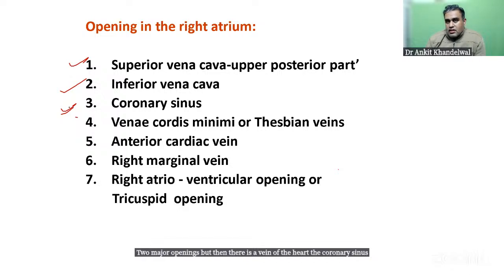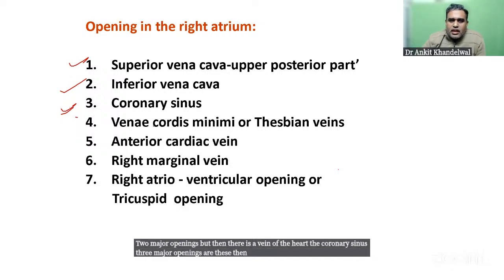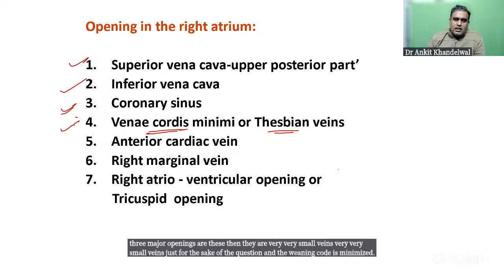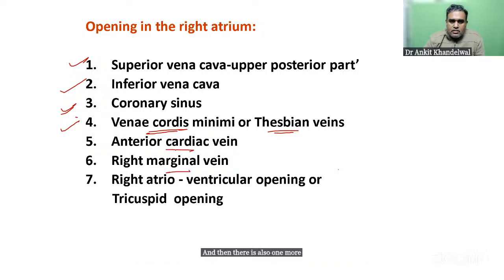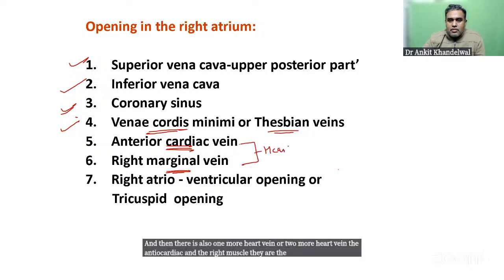3 major openings are these. Then there are very, very small veins, just for the sake of the question, and the venae cordis minimae. And then there are also one or two more heart veins, the anterior cardiac and the right marginal. They are the veins of the heart only.